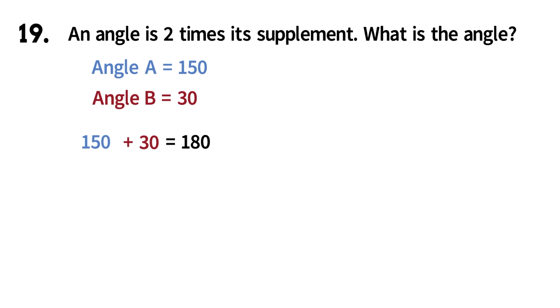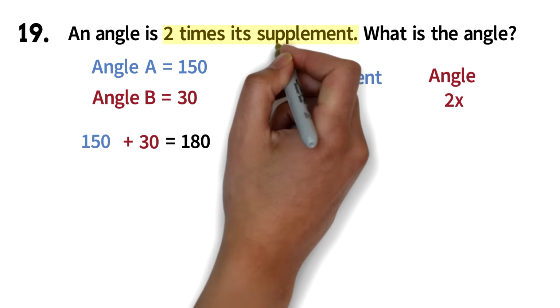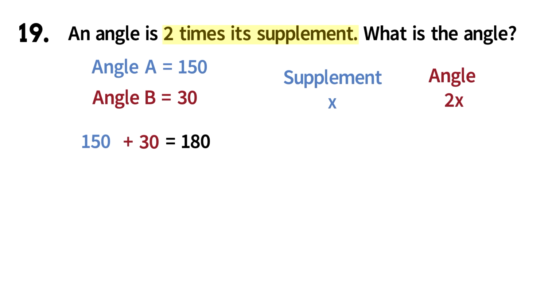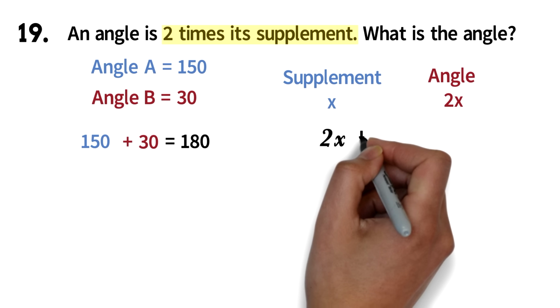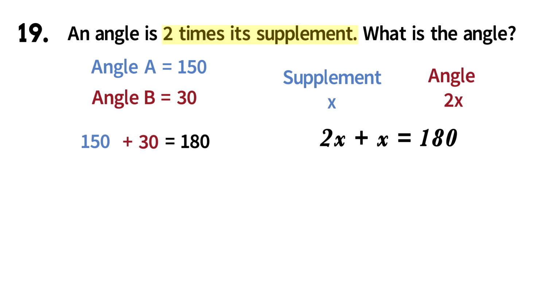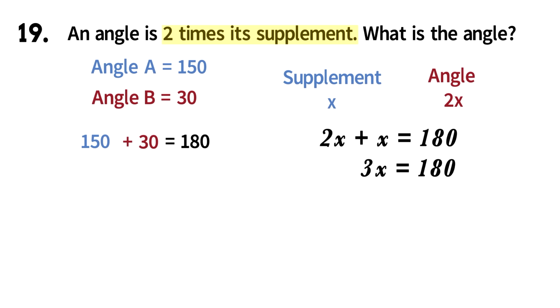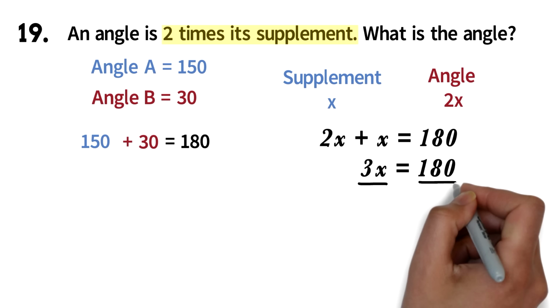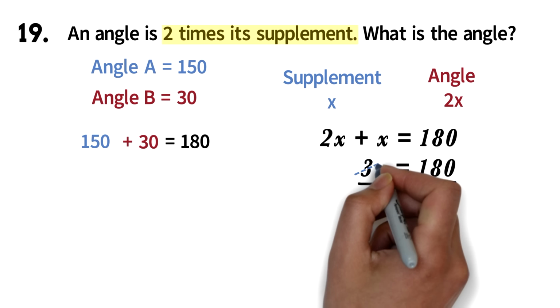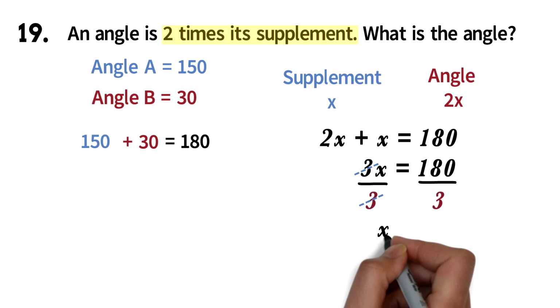So for this question, if we say the supplement is x, then the angle will be 2x because it is 2 times the supplementary angle. We say that they must add up to get 180 degrees. So we have 2x plus x equals 180. We add the x plus 2x to get 3x equals 180. We can now divide both sides by 3. The 3 will cancel out. 180 divided by 3 is 60. So x equals 60.